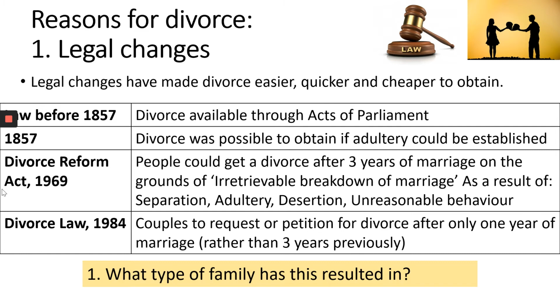In 1984, there was another divorce law, and couples could petition for divorce after only 1 year of marriage rather than 3 years. So the time period was reduced, meaning that it's easier. And it's obviously resulted in more lone parent families, more reconstituted families, etc. Essentially, divorce laws have made it easier and cheaper to divorce. So it's unsurprising that perhaps there are more divorces now than in the past.